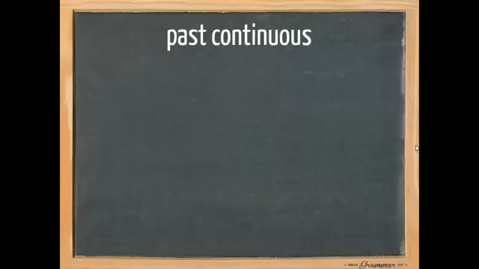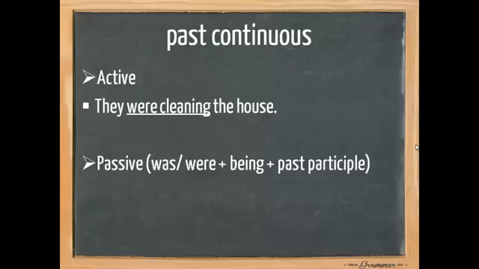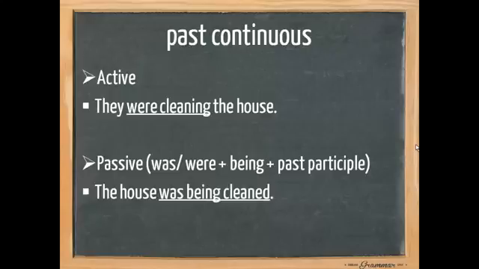A past continuous. An active sentence: They were cleaning the house. So, to make it into a passive, we'll put the house, the subject of the passive form, first. Remember, don't forget to put in being. Passive: was or were plus being and the past participle. The house was being cleaned. It was done by them, but that's not important.